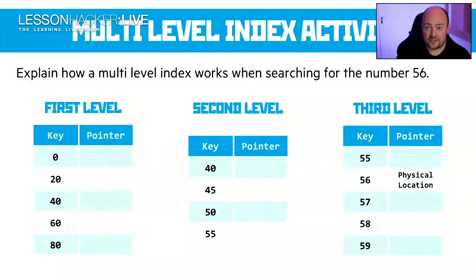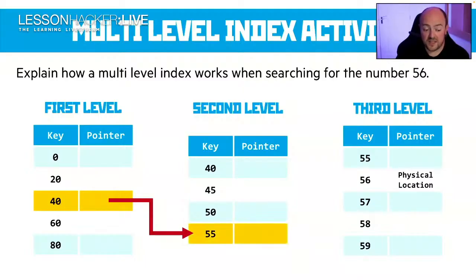So here's a question. Explain how a multi-level index works when searching for number 56. So let's say I'm looking for 56. Well, first job is I'd find the first level, which is closest to without going over. Okay, so 40 is the closest one. That would point me to a second level table here. In the second level table, I'd be looking at the number that is closest to without going over, which is 55. That would point me to a third level table, which then has the physical location.